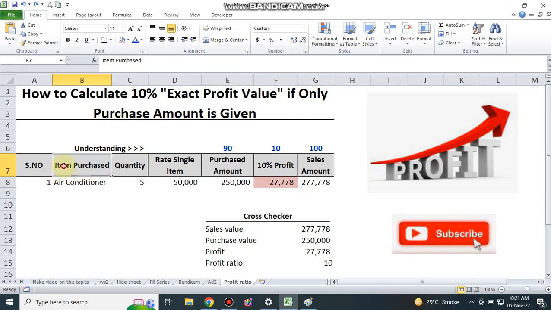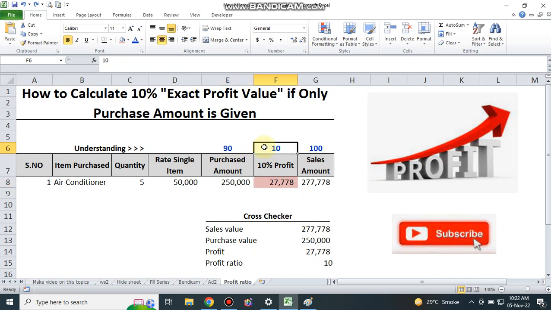For example, we sell air conditioners. We purchase air conditioners, quantity is 5, per single item rate is 50,000, the total purchase cost is 2,50,000. And before starting we decided we will earn approximately 10% profit by selling these air conditioners. So what we do, assume that we will get 10% profit.